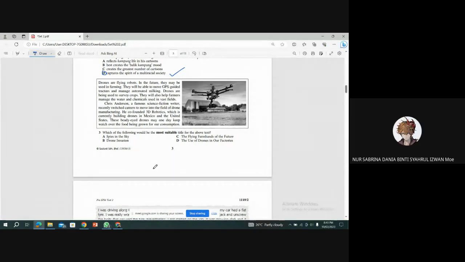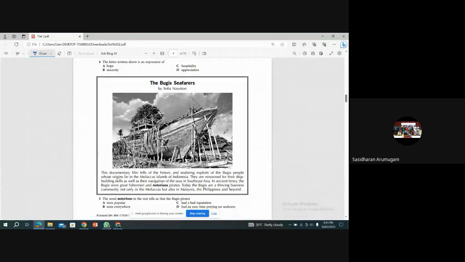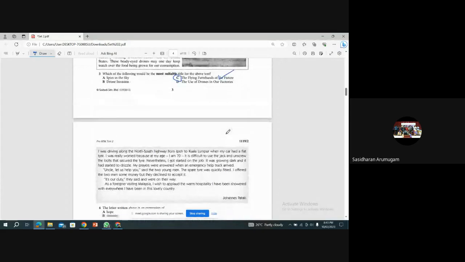C. The flying farmhands of the future. Yeah, definitely. The flying farmhands of the future. Okay, so see. Number four. Actually, it's good, they give you a big picture here.